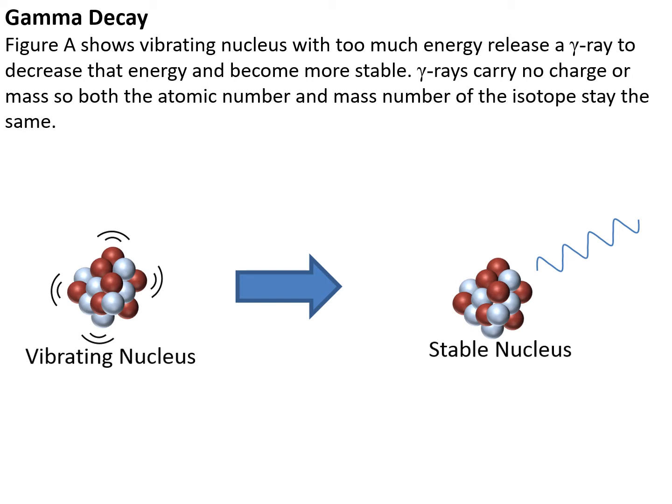Figure A shows a vibrating nucleus with too much energy release a gamma ray to decrease that energy and become more stable. Gamma rays carry no charge or mass, so both the atomic number and mass number of the isotope stay the same.